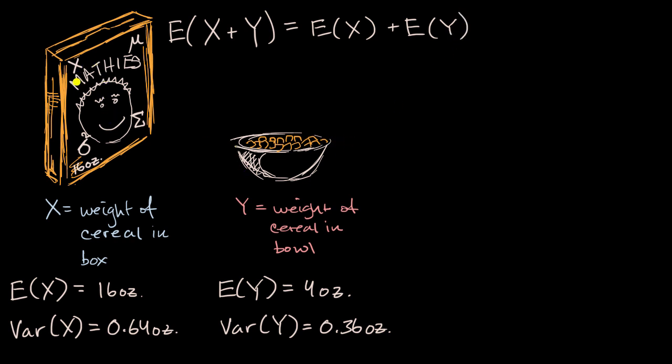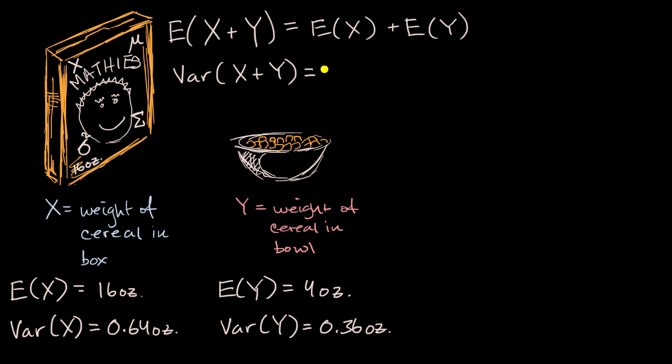If you were to say how much cereal in total, if you talk about all the cereal in this box plus the cereal in this bowl, well, you would expect it to be 16 plus 4 ounces or 20 ounces. Similarly, if you said, well, what is the difference between the weight in a box and the weight in this bowl, you would expect to find the difference between the expected values. But now we're going to think about variance. So first, let's think about what is the variance of our random variable x plus our random variable y. What do you think that is going to be?